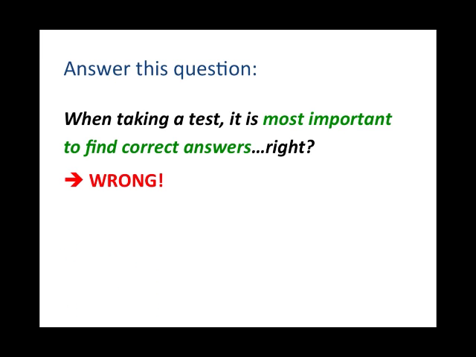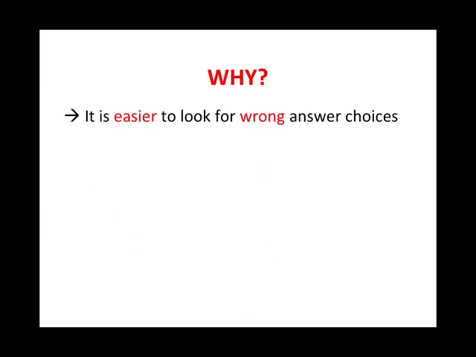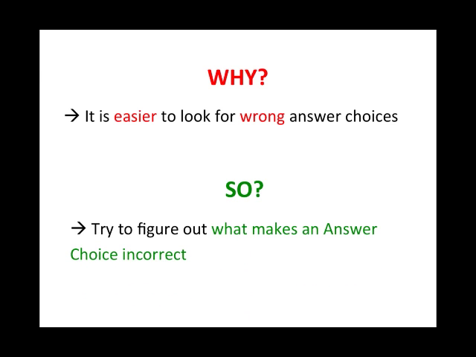Students spend a lot of time and energy trying to make sure they have found the correct answers. But you know what? It is often easier to look for wrong answer choices. Why? Because wrong answer choices are often wrong for very simple reasons, while correct answers are often correct for very complex reasons. So, when you are studying the strategies and the methods that I'm going to share with you, always focus on trying to figure out what makes an answer choice incorrect.